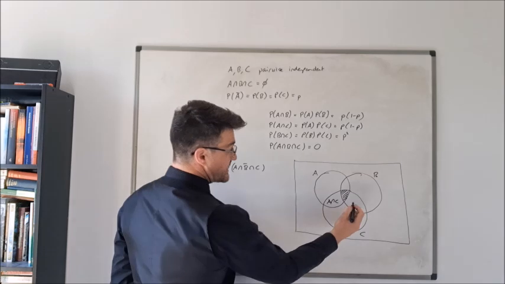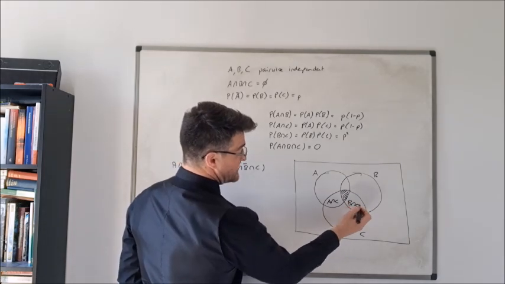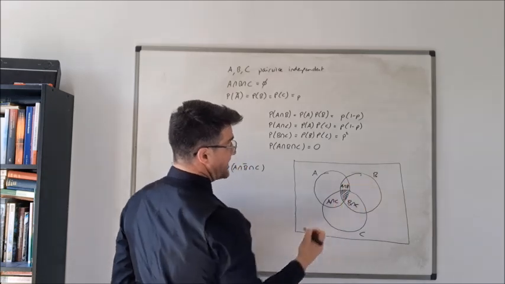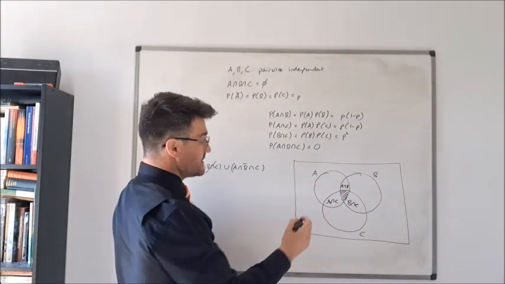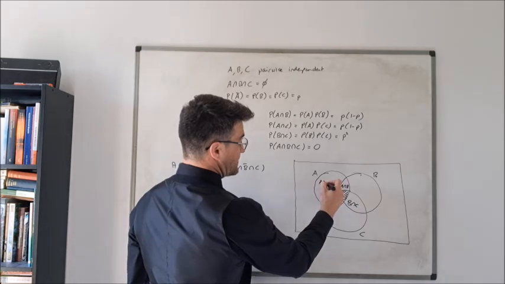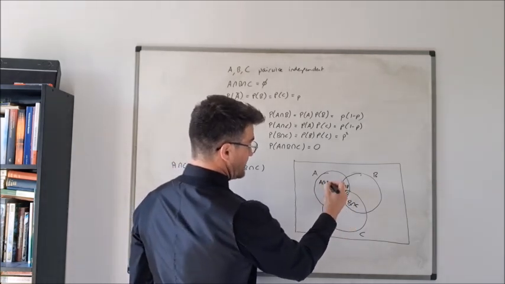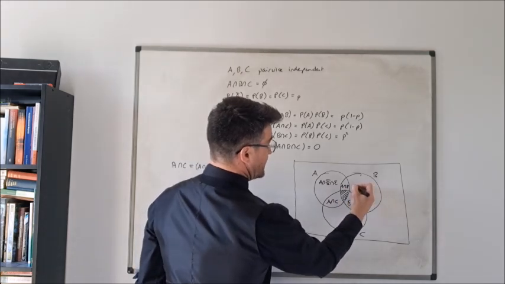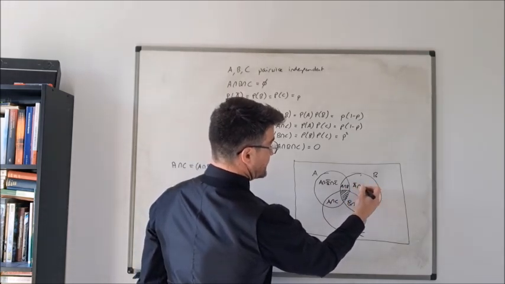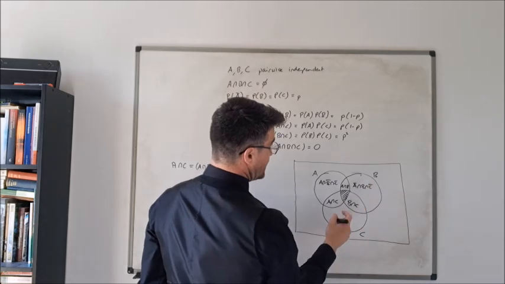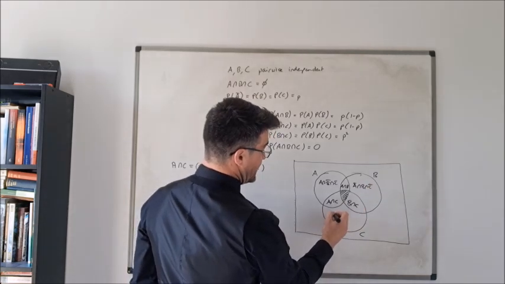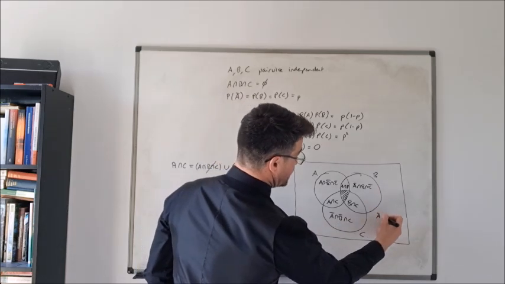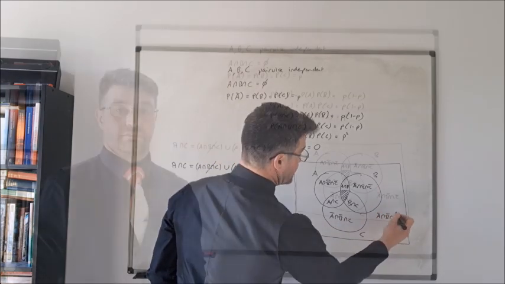And for similar reasons, in this bit I can write B intersect C, and in here, that's going to be A intersect B. In here, I can write A intersect not B intersect not C. In here, not A intersect B intersect not C. In here, not A intersect not B intersect C. And then finally, all around the outside, not A intersect not B intersect not C.